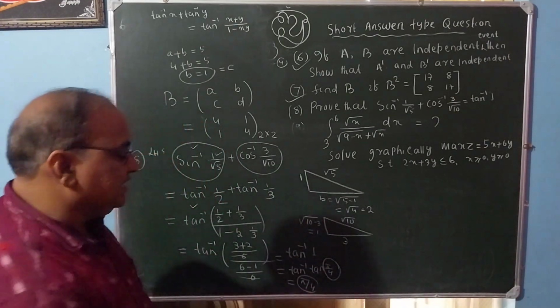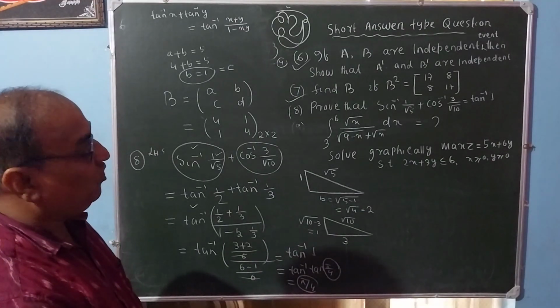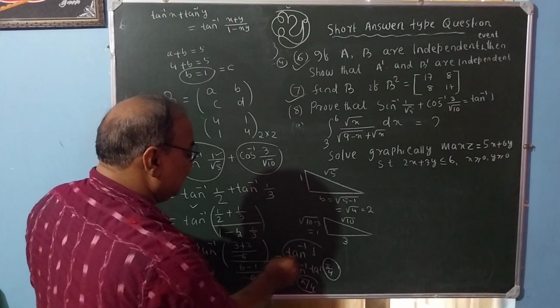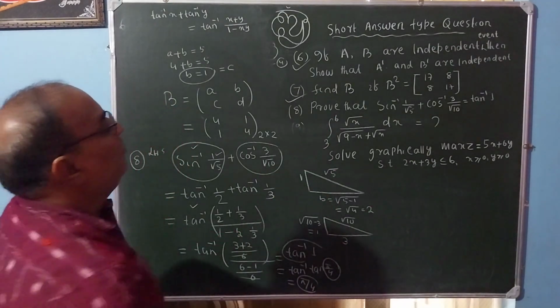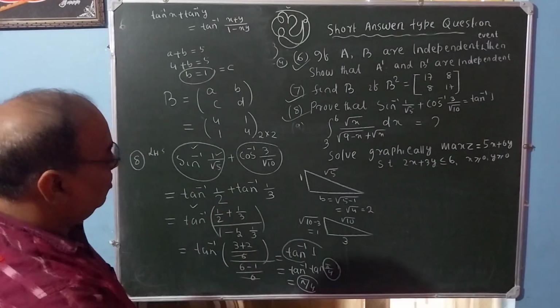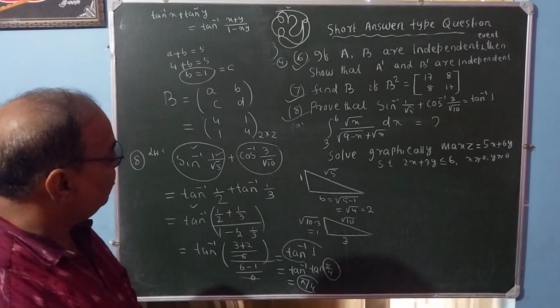If the question is asking to prove that the value is pi by 4, the result is coming like this. So our aim is to reach here. So the proof of question number 8 is completed. In this manner, within 2 minutes, you have to work out this type of problem.